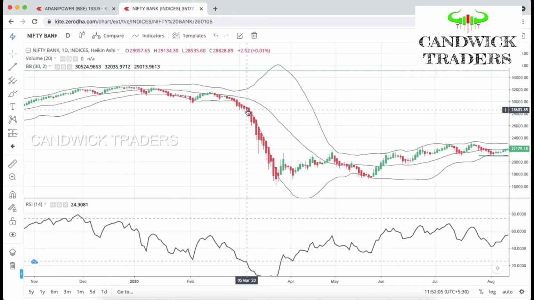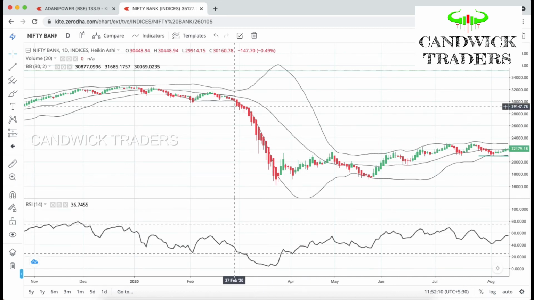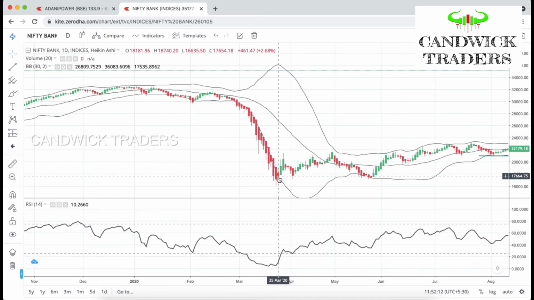And here is another example for a selling opportunity. Whenever the RSI is crossing above 25, we should exit from the selling.